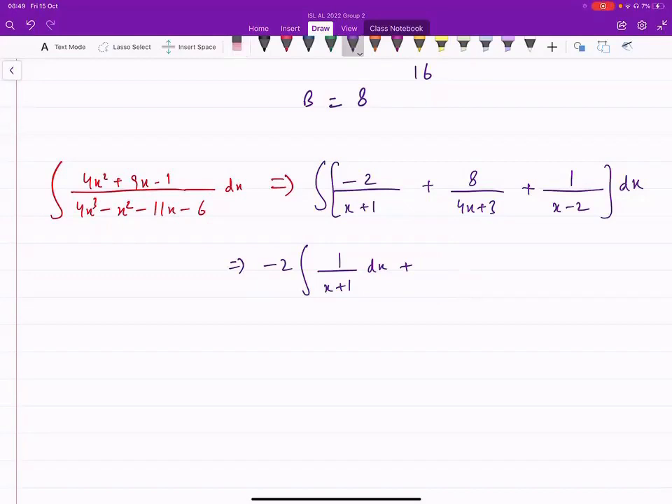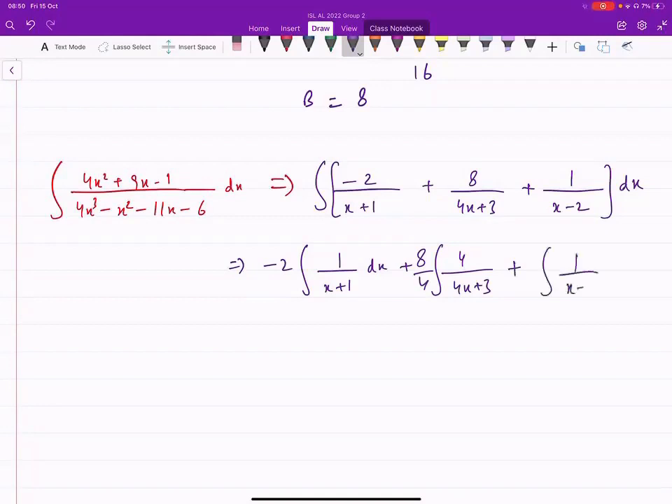हम क्या कह रहे थे? या सो हमें डिनोमिनेटर का डेरिवेटिव न्यूमरेटर में चाहिए. ठीक है, 4x plus 3 का डेरिवेटिव न्यूमरेटर में चाहिए. वन वे टू थिंक ऑफ दैट इज वी टेक 8 आउटसाइड एंड इनसाइड यू गॉट 4 एंड 4x plus 3. लेकिन 4 अंदर डाला है तो उसकी वजह से हमें 4 को 4 से डिवाइड भी करना पड़ेगा. राइट? अच्छा, लास्ट टर्म उसमें तो ऑलरेडी 1 हमारे पास है न्यूमरेटर के अंदर.